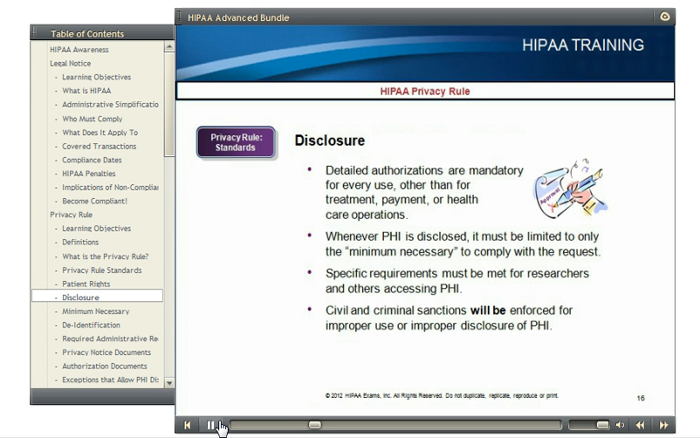Disclosure. Detailed authorizations are mandatory for every use, other than for treatment, payment, or healthcare operations. Whenever PHI is disclosed, it must be limited to only the minimum necessary to comply with the request. Specific requirements must be met for researchers and others accessing PHI. Civil and criminal sanctions will be enforced for improper use or improper disclosure of PHI.